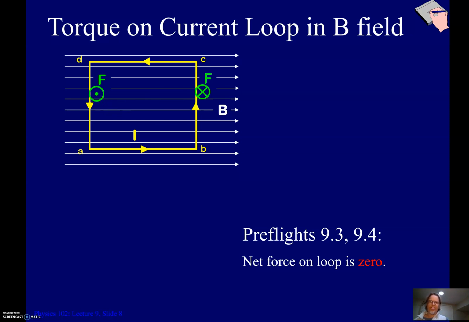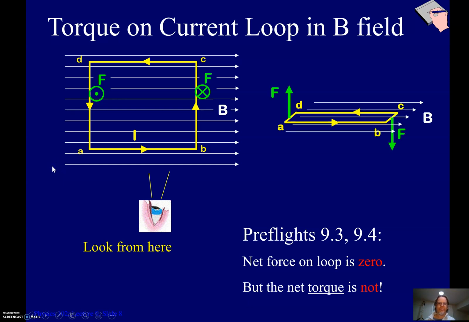So the loop doesn't really change positions, but it does spin because you have no net force, but you do have a net torque on the thing. Torque is not zero. Okay? So what happens is you have a force downward here, a force upward. That's going to twist. And it's going to twist in this direction, clockwise.